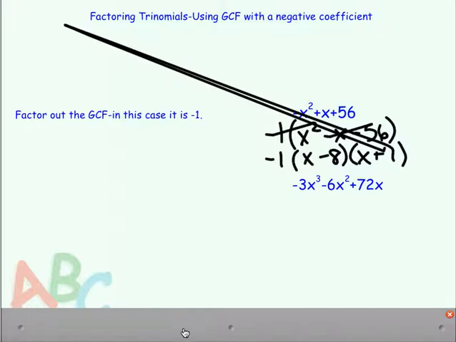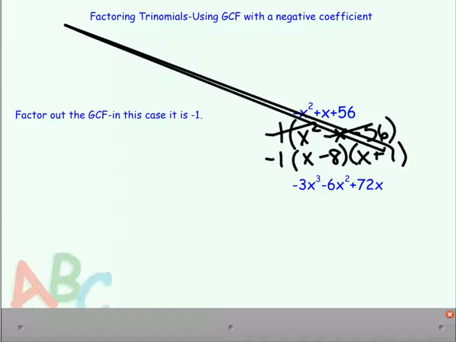All right, I'm just going to show you a couple more examples here. Factor out to make that first term positive. So in this case, factor out a negative 3 and an x, and then factor like normal.